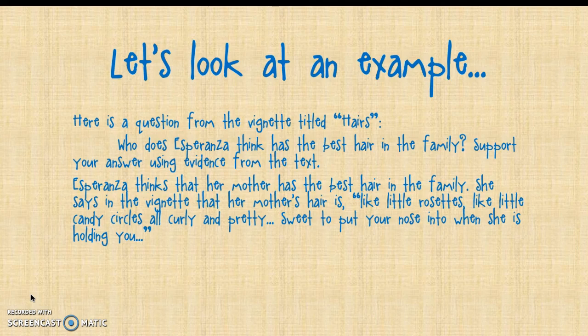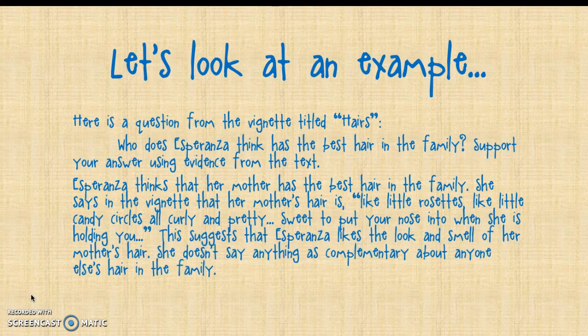Then we're going to cite evidence from the text. So she says in the vignette that her mother's hair is, comma, quote, "like little rosettes, like little candy circles, all curly and pretty, sweet to put your nose into when she is holding you." So notice there that I used exact words from the text. I didn't put the text in my own words. I've used a comma, quotation marks, and I wrote it exactly as it was in the text.